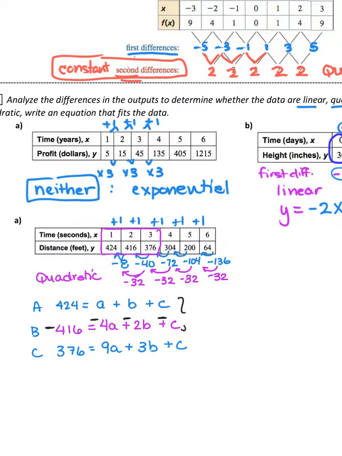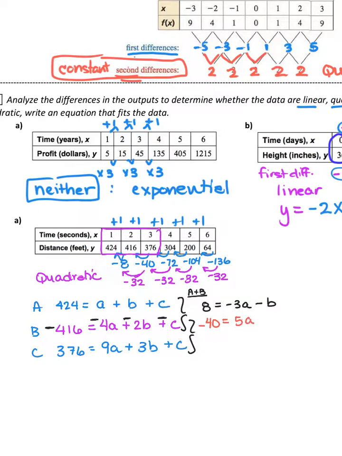So what I'm going to do is I'm going to add the first equation and the middle one, and then I'm going to add the middle one and the third, so I'll have two equations that'll just be in a and b. So a plus b, that's going to be the first one. That's going to give me 424 minus 416, which is 8, equals -3a minus b, and the c's go away. Underneath it, I have -416 plus 376, which is a -40. 9 minus 4 is 5a.